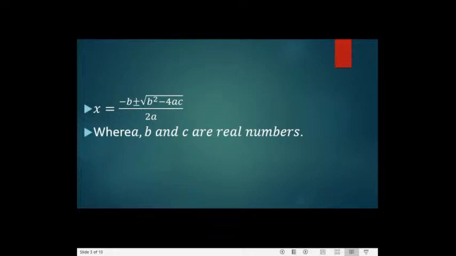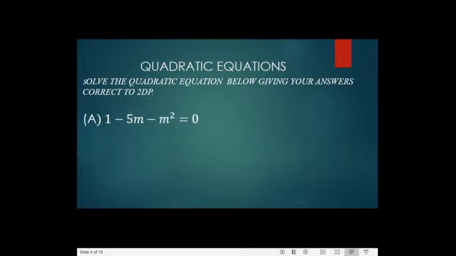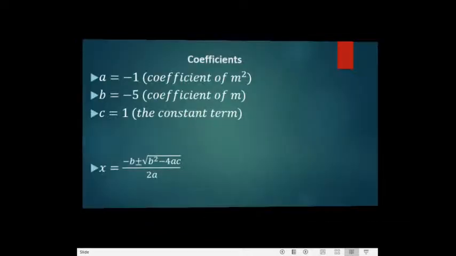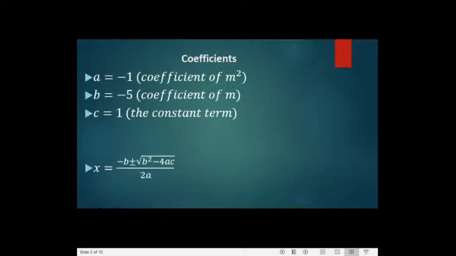Okay, so now we have this question here, and it says solve the quadratic equation below, giving your answers correct to 2 decimal places. So the question is 1 minus 5m minus m squared is equal to 0. That's the question we are going to solve using the formula, the one you just saw on the previous slide. Okay, so now we are going to identify the coefficients so that we can substitute them into the quadratic formula.